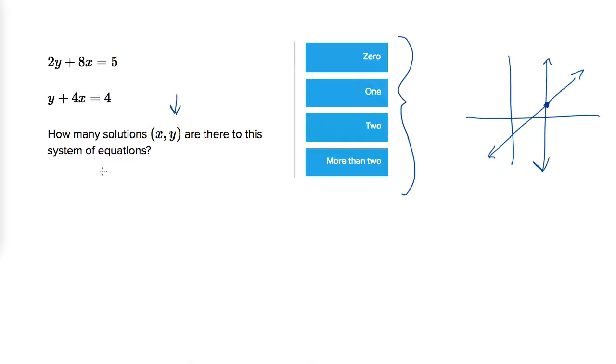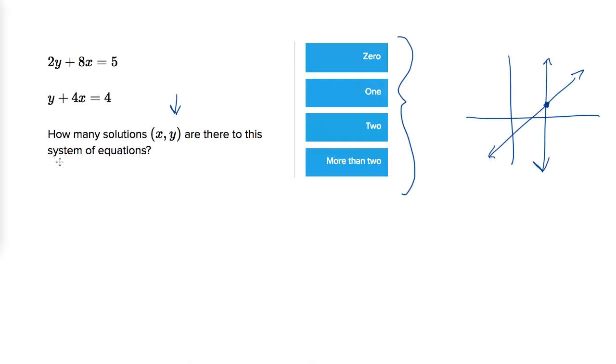So, if there were more than two solutions, that would mean that the lines intersect more than twice, or that they are the same line, that they are actually just one line. And 0 would mean that they never intersect, or that they are parallel lines.